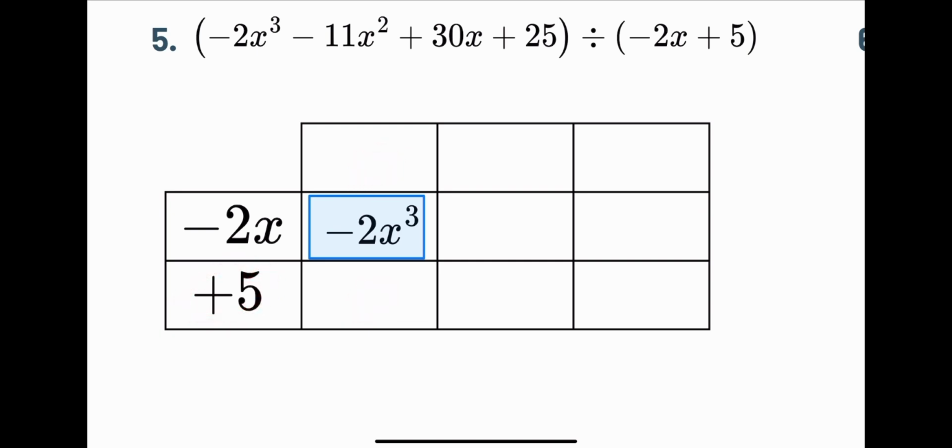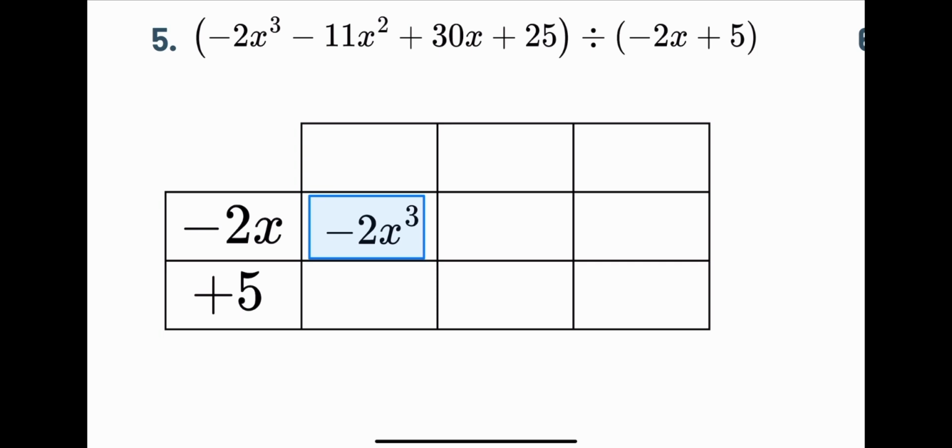Now try to think, what is this box? It's going to be this box times this box. Hopefully you got that right. Now, what about this box? How do you get this? It is going to be this box times this box. So these two multiplied together will give you this one. Hopefully you got that right.